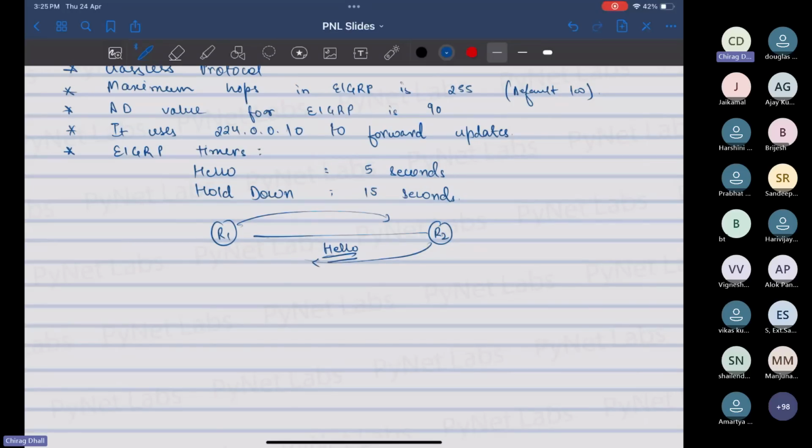These hello messages are used for building the neighborship and then keeping the neighborship active. If I have sent hello message and my neighbor hasn't sent any hello message, then I'll wait for how long? I'll wait for 15 seconds for my neighbor before considering the neighbor as dead. After 15 seconds, I'll consider my neighbor as down and I will remove all the information related to it. That's how fast it is.